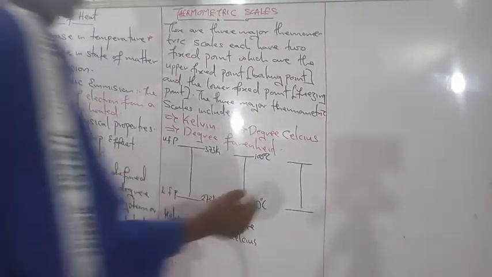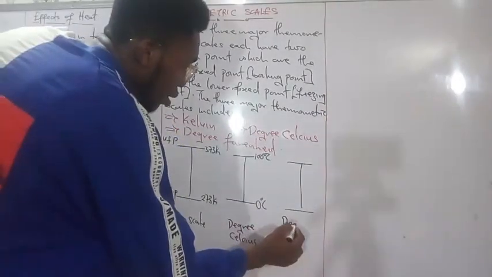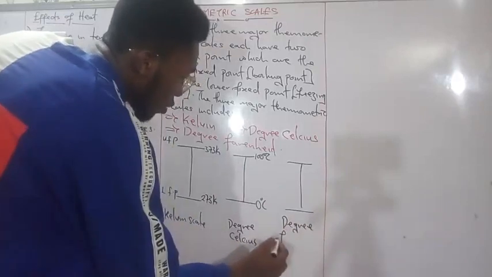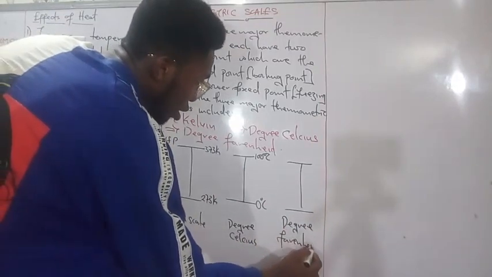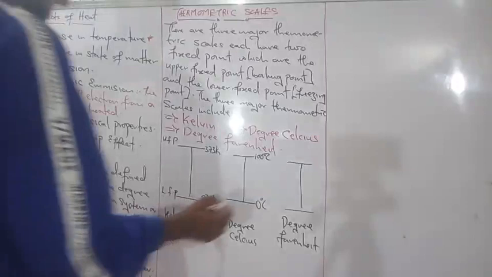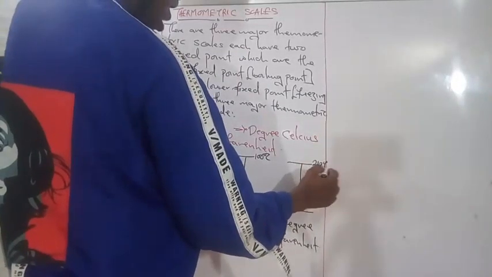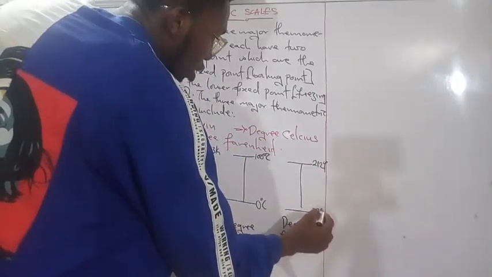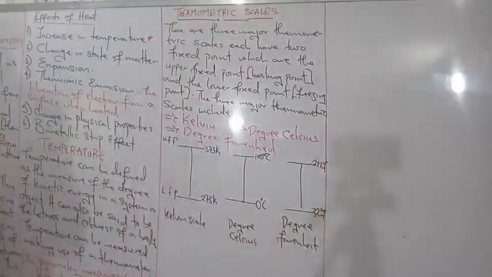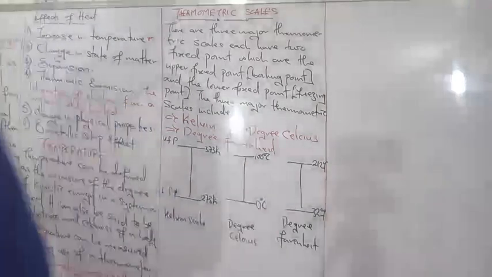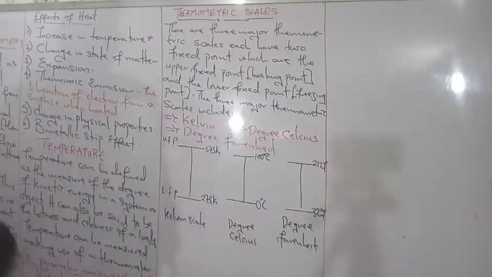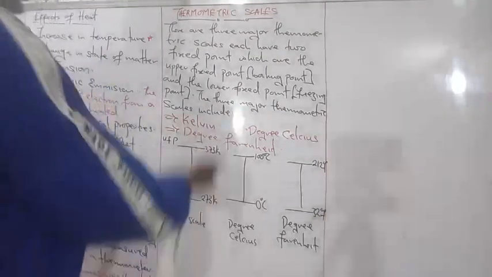Then for degree Fahrenheit, we have the upper fixed point to be 212 degrees Fahrenheit and the lower fixed point to be 32 degrees Fahrenheit. These are the upper fixed point and lower fixed point of the three major thermometric scales. And each of them has its temperature interval, or thermometric interval. How do you get the interval?